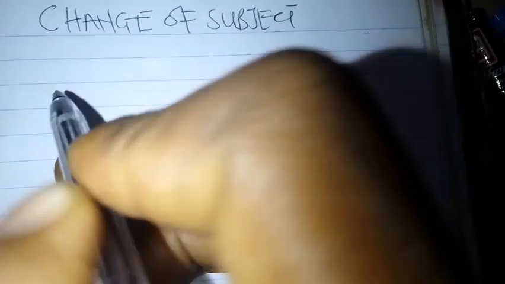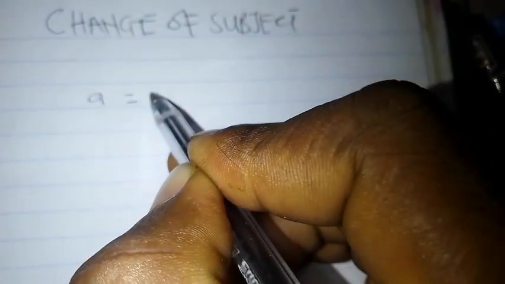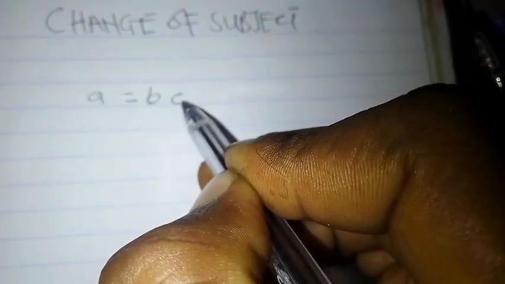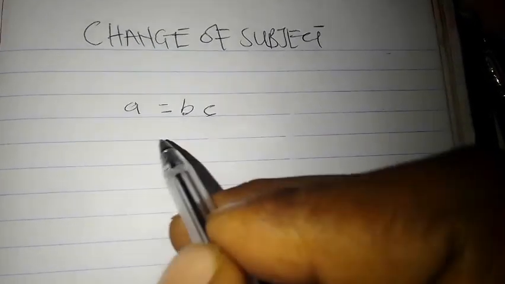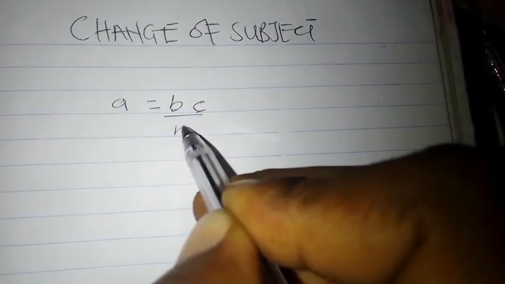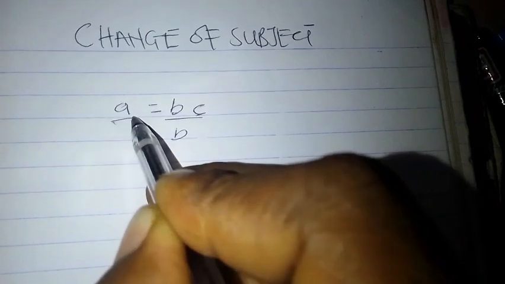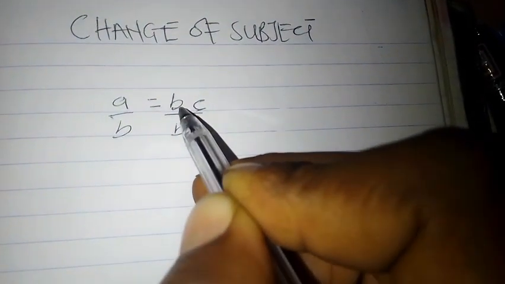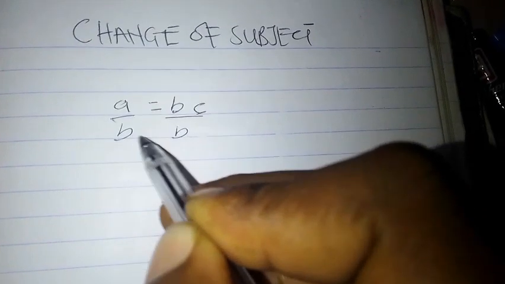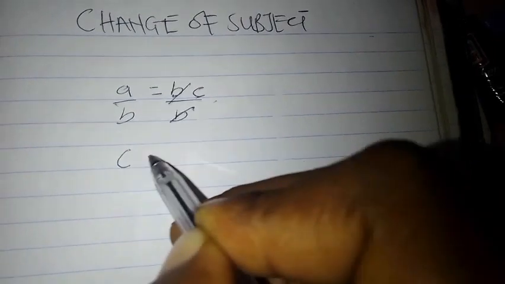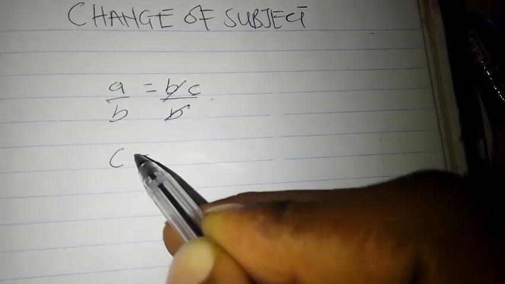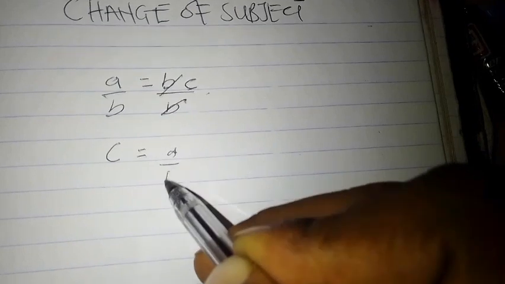So let's say A equals BC. When you are asked to make C the subject, what do you do? You just divide through by B. So B over BC and A over B. Then you cancel out. Then C becomes the subject. So the answer is C equals A over B.